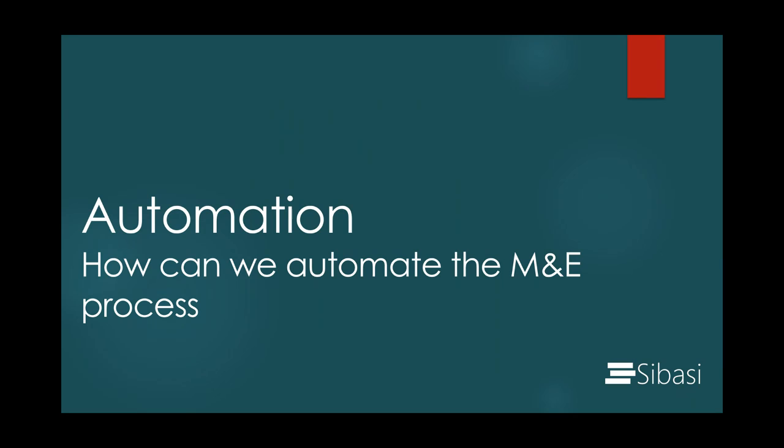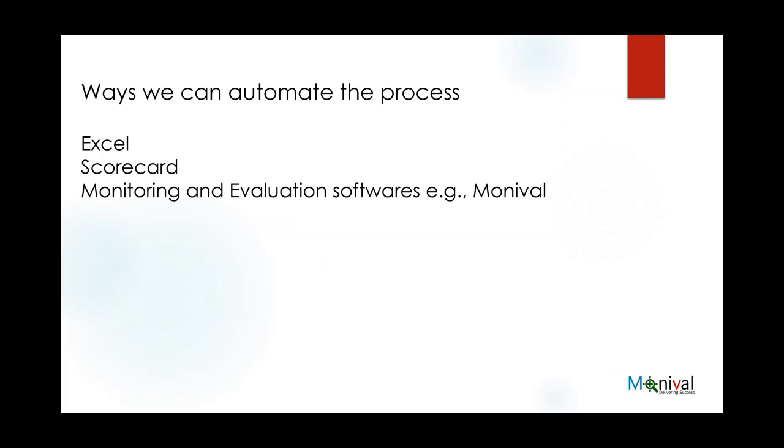So how can we automate the M&E process? I'll just highlight three ways at the moment. You can decide to use Excel, where you can log the data, and from the Excel you can produce reports based off certain calculations that fit your process. You can also use scorecards, and there are various online software tools that have already automated this process, and one of them is Monival.